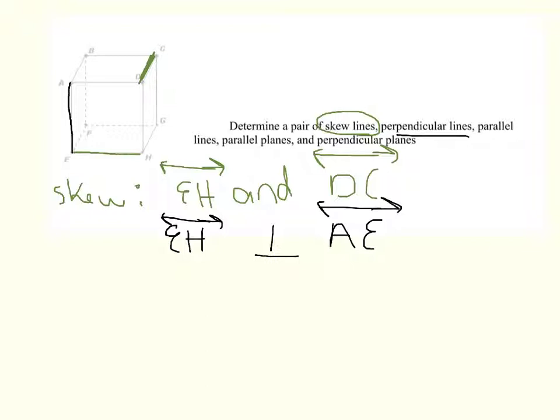To find an easy example of parallel lines, we can just pick two lines that are on the same face but are going in the same direction. So it looks like they're never going to intersect each other. So again, we can use EH, and then its parallel line is going to be AD. So we have EH, and our symbol for parallel to AD.